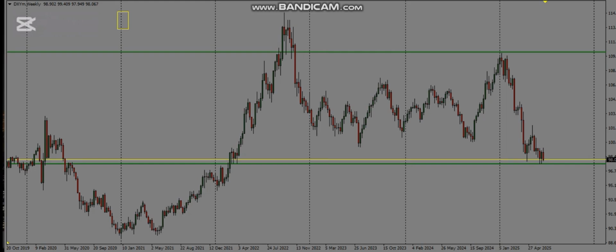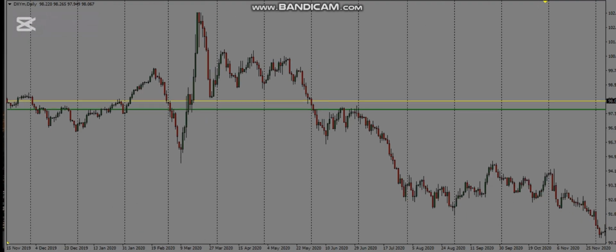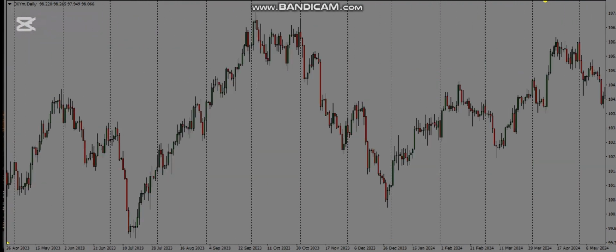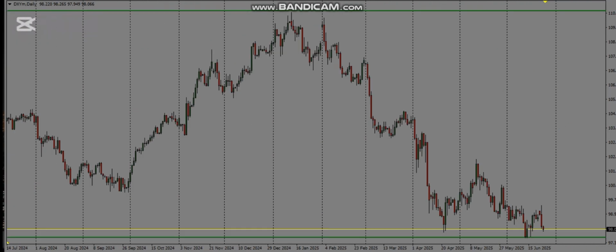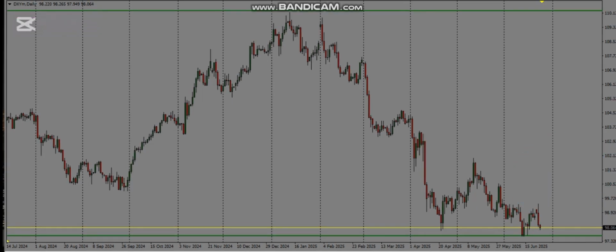So now after marking our highs and lows, let's shift to the daily time frame. Okay, so now we are on the daily time frame. This is our marked area, a high and a low. Now let's draw our boxes from this high.